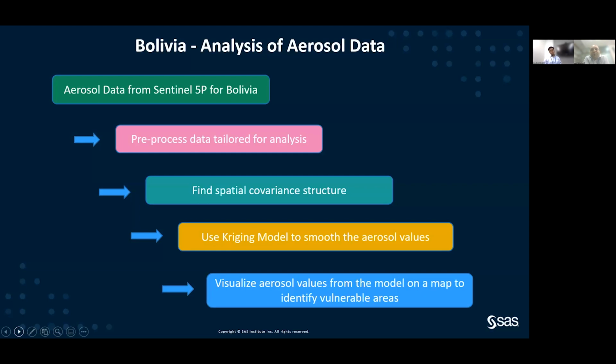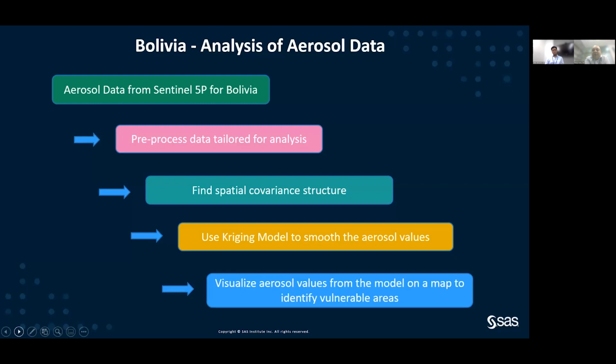And in order to compute the weights, a suitable spatial covariance structure is required. So that's where we find the spatial covariance structure first. And once we get that, we just input that into the kriging model. And the model then smooths the data and generates the predicted values for aerosols. And this might be useful for us to get some insights about the data. And we are going to see a visual next where it might make more sense.